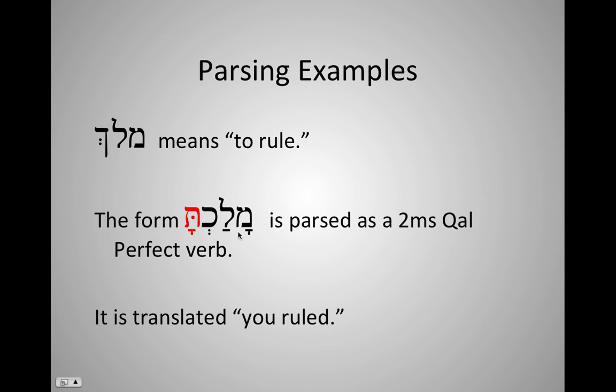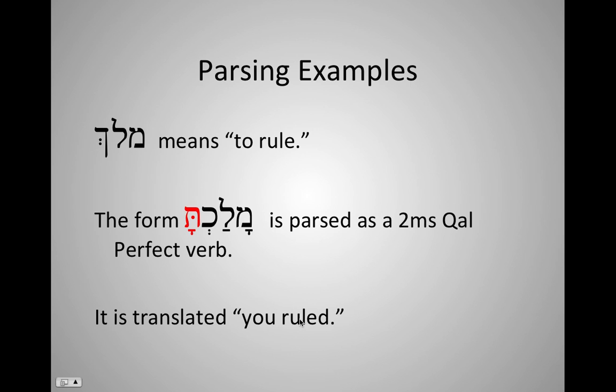So note here our 3-letter root, malak, means to rule. Malakta, we parse that as a second masculine singular. It's a cal verb. You'll just have to sort of take my word on that at this point. And it's perfect because of that ending, and that's how we parse it. And we translate it as you ruled.